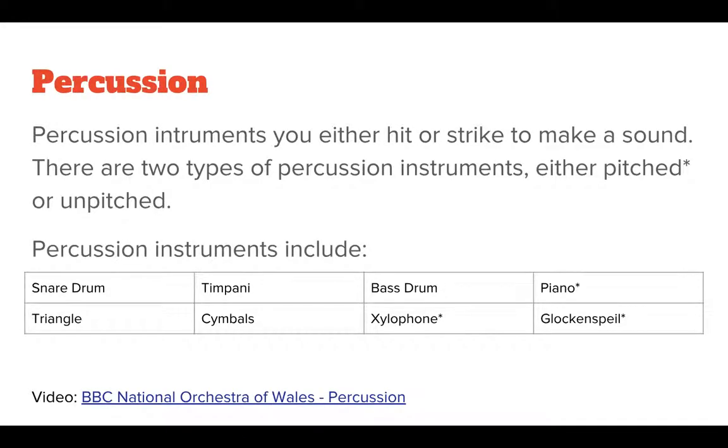Then there is the percussion. Percussion instruments are ones that you either hit or strike to produce a sound. And there are two types, either pitched or unpitched. For example, the unpitched are the snare drums and the timpani, however you can pitch them. However, there's double howevers. You can only play one pitch at a time. So if you want two pitches at a time, then you have to have two different timpani drums.